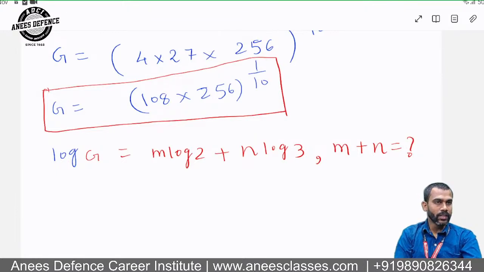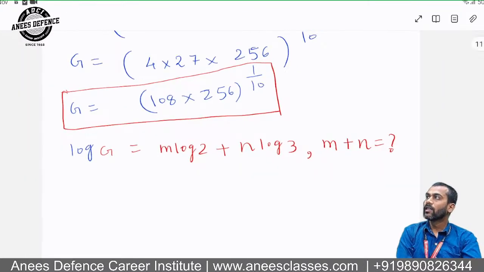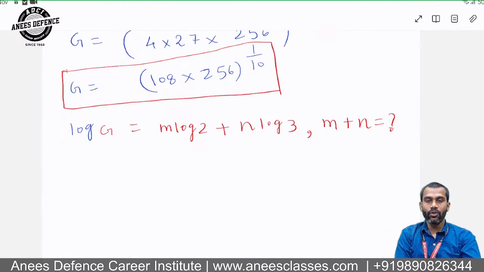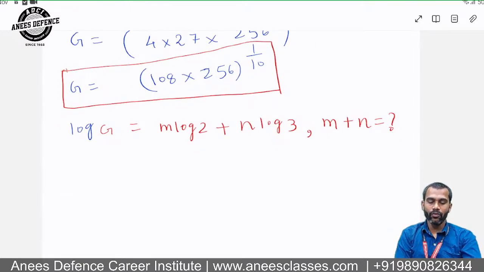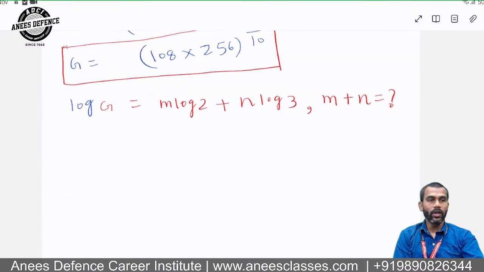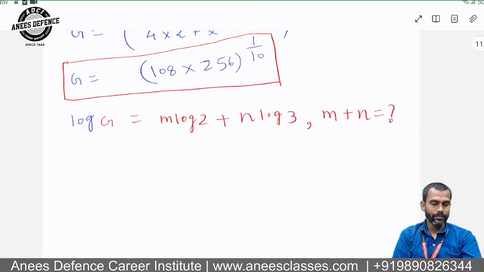I have already told you what is G. Yes or no? This was very easy. Suppose log G is M log 2 plus N log 3. You need to find M plus N. So I have extended this question, and now this question is not easy. Why? Because we have to take log and then we have to compare, and it is lengthy as well. First we have to find G, then we have to take log. Are you sure?